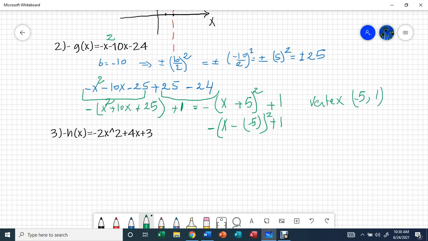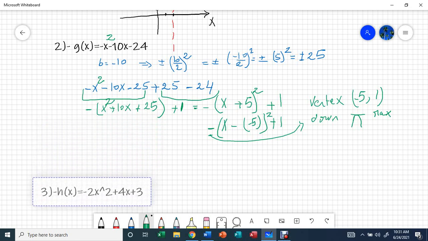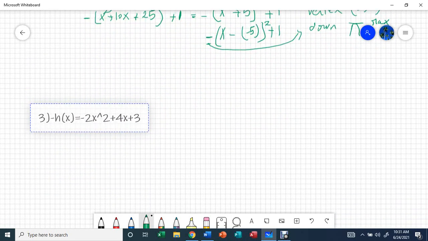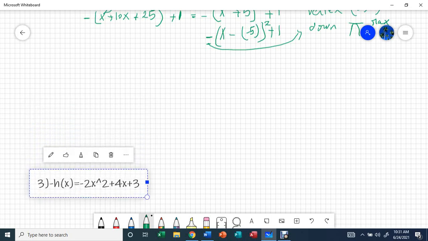So that's my vertex, and a is negative here, so it opens down and has a max. And the maximum value is always the y-value. So the maximum value is 1. So let's graph this function here. Move this a little bit down. Last question, I think. Yes, this will be the last question, number 3.